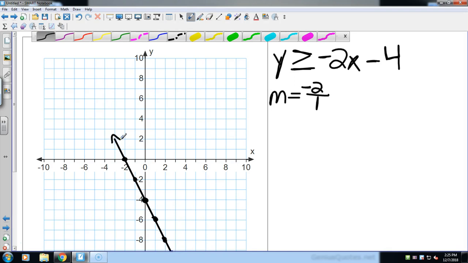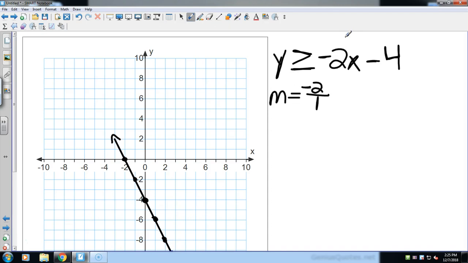Now, we have to do a little test. Since it's not obvious if it's going to be up or down or left or right, what we have to do is find a point that works. So I'm going to pick the point 0, 0. And I'm going to plug that into my original equation. Everywhere I see a y, I'm going to put a 0. Bring down my inequality. Everywhere I see an x, I'm going to put a 0. And now I'm going to solve it.